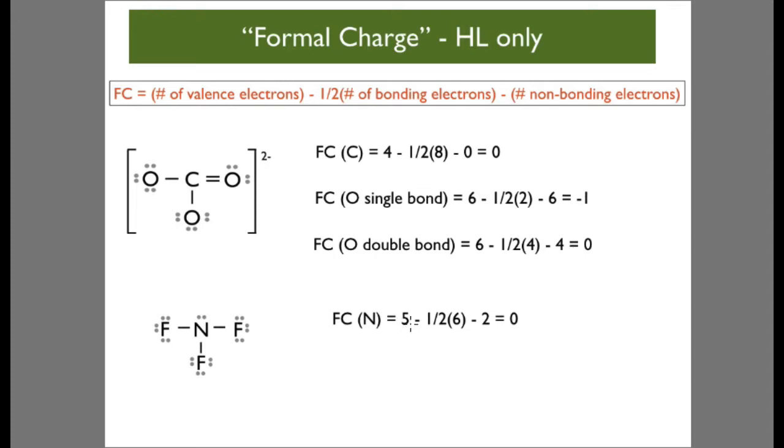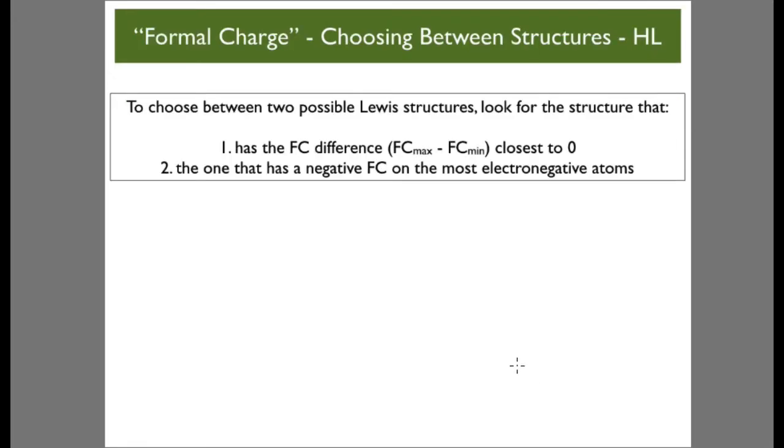Nitrogen, valence electrons 5, bonding electrons 6, multiplied by half, and you take away 2 as it has 2 non-bonding electrons. Next, fluorine, we've got valence electrons 7, one single bond, so 2 electrons multiplied by half, and we've got 1, 2, 3, 4, 5, 6 non-bonding. Do the math, 0.